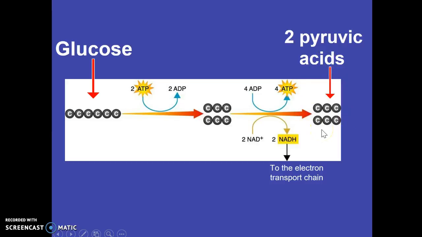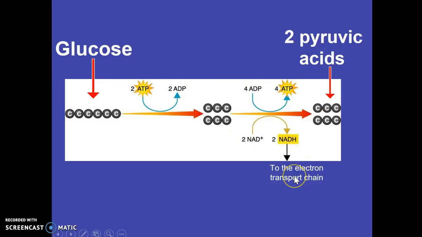So the outcome of glycolysis are our products. We still use reactants and products here. So the reactants would be glucose and 2 ATP. Our products would be 2 pyruvic acids, 4 ATP, and 2 NADH. Or sometimes we'll just put the product as 2 ATP because we're subtracting these.